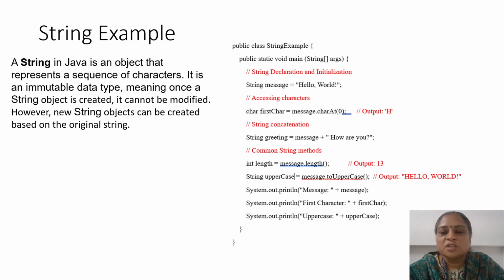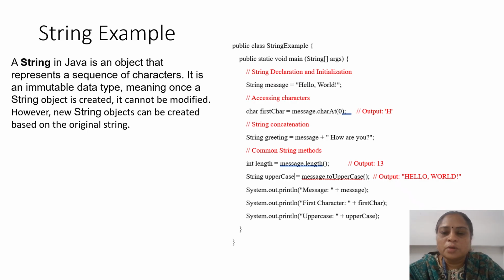String concatenation means, for example, String greeting equal to message plus, in double quotes, how are you, right? So it will print the message plus how are you. The message, what is present in the message, means hello world, right? It will print hello world and then how are you.